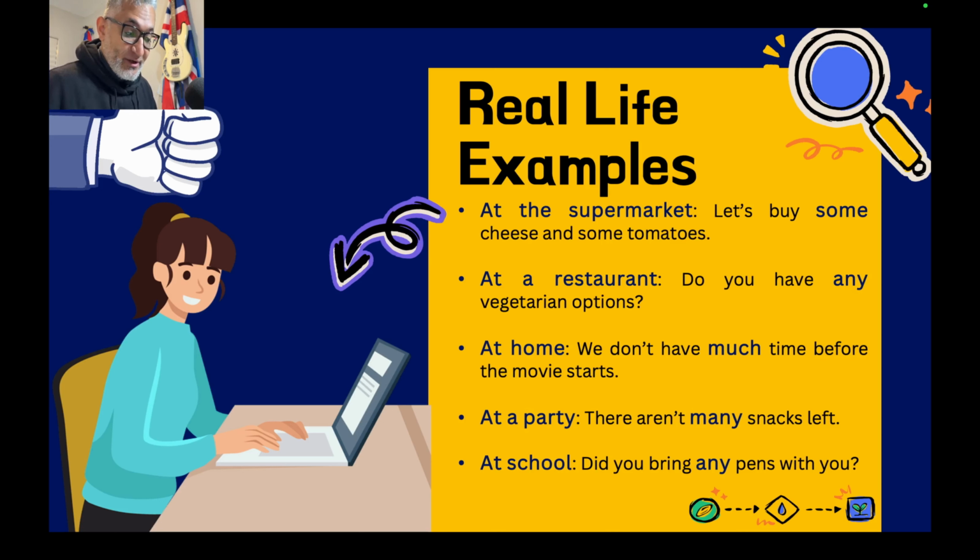At a party, you are at a party. Let's suppose you are at a party, and there aren't many snacks left. So everybody just ate all the snacks, and there aren't many snacks left. Or you cannot see many snacks on the table. And snacks, in this case here, is countable because it is in the plural. Take a look at the S in the end of the word.